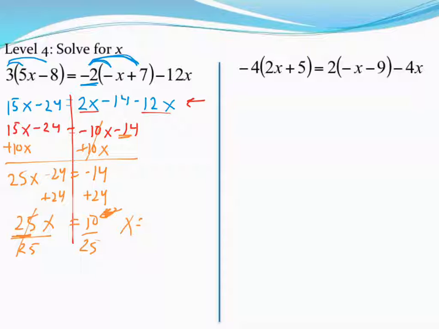I could get an answer a few different ways. 10 divided by 25, if I simplify that fraction, I'd end up with 2/5. That's probably the answer I would put. If you're using a calculator and want to go for a decimal, then go for it. 0.4 would be where you ended up.